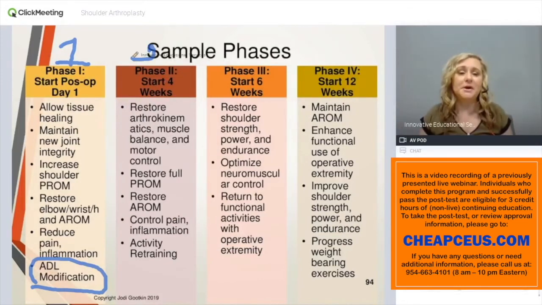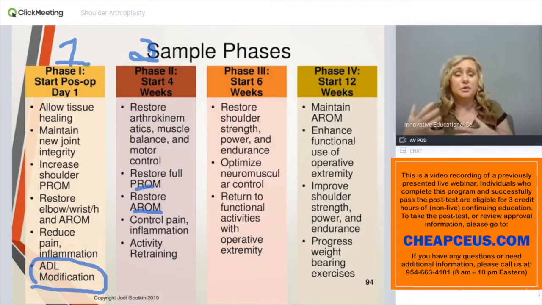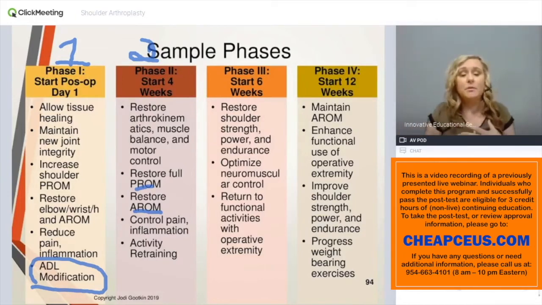Phase 2, at about that 4-week mark, give or take, is when we're starting to look more at passive range of motion and starting some active range of motion. And we want that to occur with normal kinematics, normal muscle recruitment, and activity retraining starting.